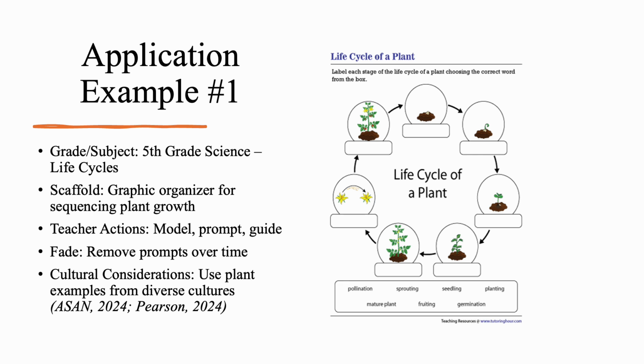You can see in this life cycle chart, using real visuals helps students connect with the content. And if I include plants that are culturally relevant to my students' backgrounds, they'll be more engaged. For example, if a student's family grows mango trees, why not include that in the cycle? That makes science more meaningful.